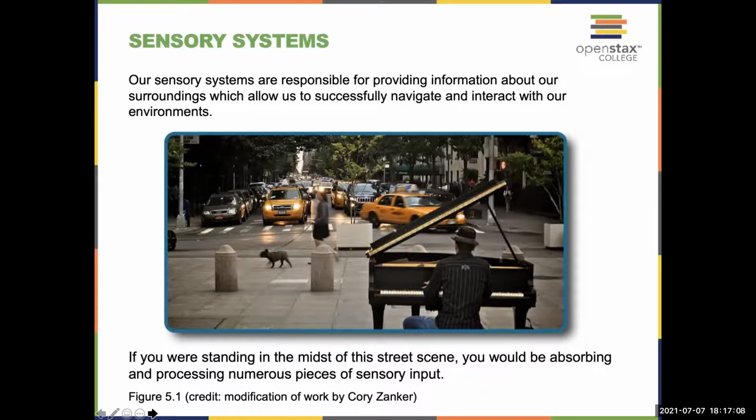So when we're talking about our sensory systems, right, they are responsible for providing all the information that we need in order to navigate through the world, right? So here we have a picture of a busy street scene, right? And in that scene, you see the taxi cabs. You can imagine the honking. There's a dog there. You might hear some barking. You're seeing all kinds of things, different colors. And all of our senses are taking in all of this information. It's going to our brain, and our brain is processing it in ways that we can understand and navigate and interact with our environment.